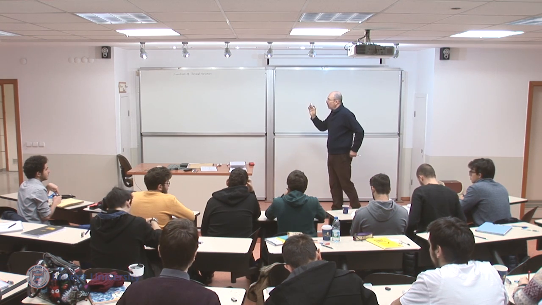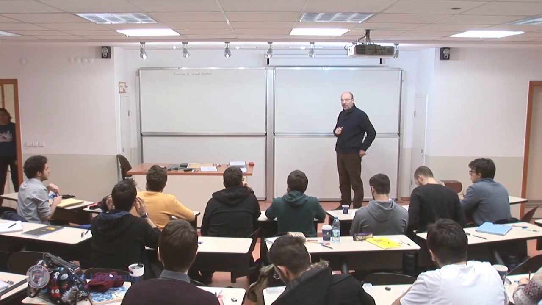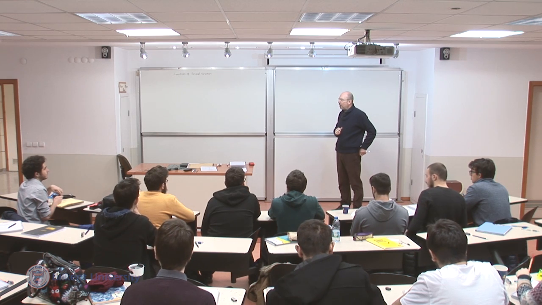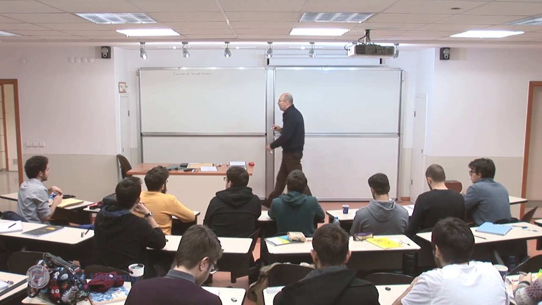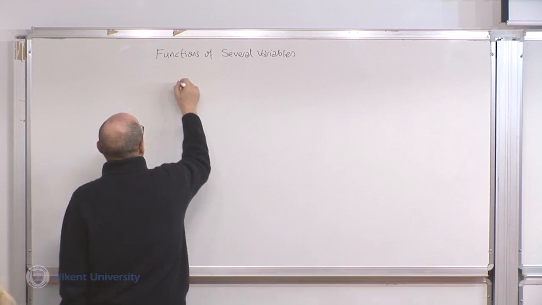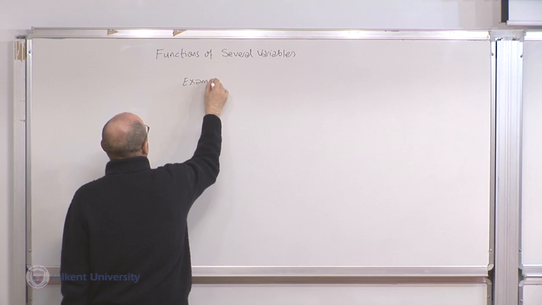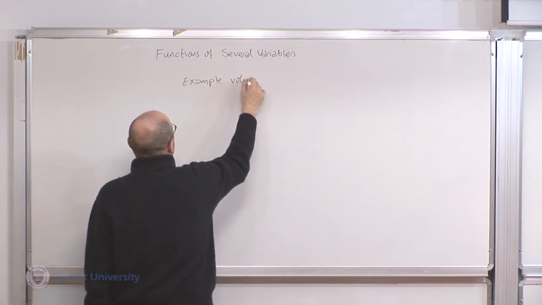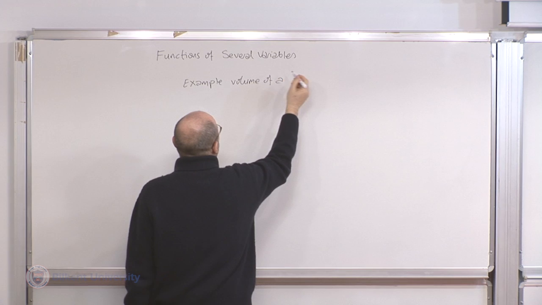So we have these two sections. Last semester we did functions of a single variable. Now we'll have more variables. An example of a function of several variables, we always have such things. For example, the volume of a cylinder.